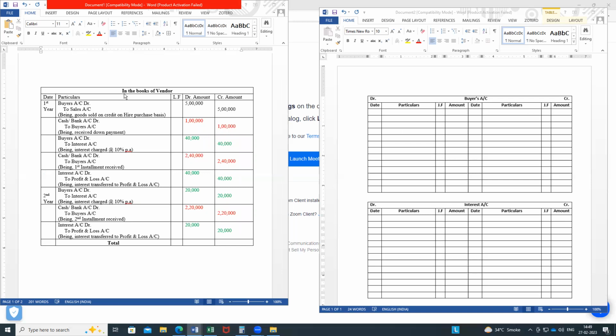Again, in the books of vendor, क्योंकि हमारा जो केस था वो सिर्फ 2 years का ही था, तो first year में हमने 5 entries pass किए थे. First entry was the sales of the goods, which are purchased by the buyer. Then second.